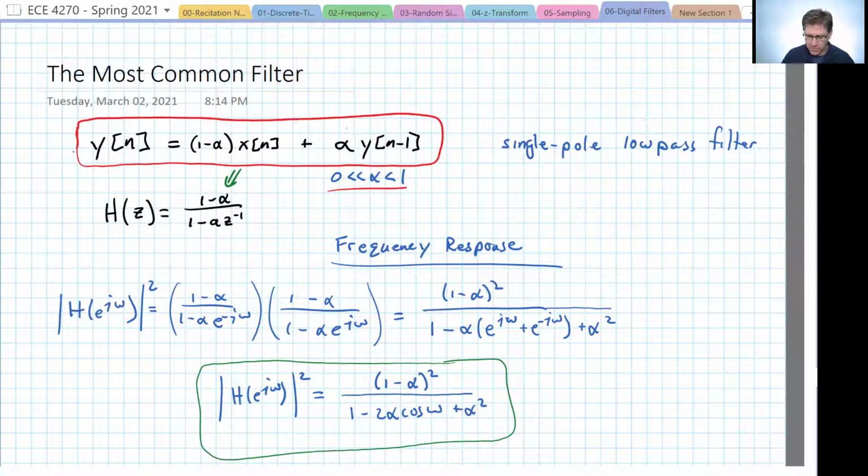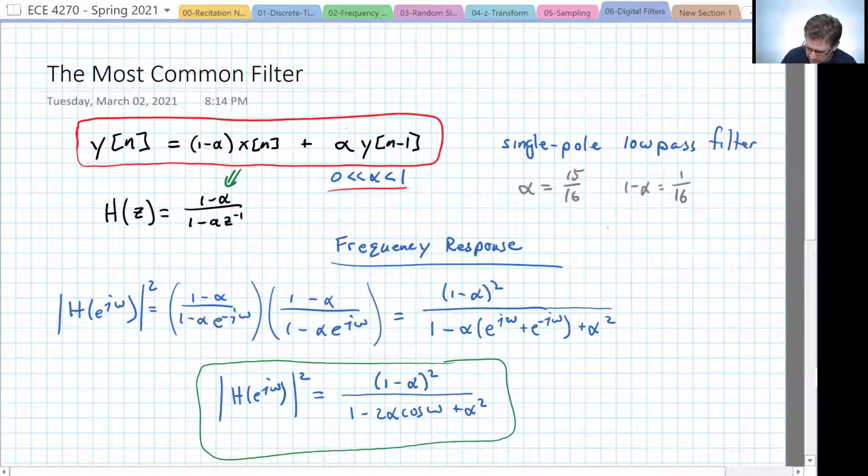By the way, if you're really concerned about computational efficiency, you could have alpha equal to something like 15/16. And then 1 minus alpha is equal to 1/16. And so when your input sample comes in, you shift it right by 4 to divide it by 16. And alpha times y is equal to y minus y shifted right by 4. And so you have no multiplications. It can be done very, very efficiently.